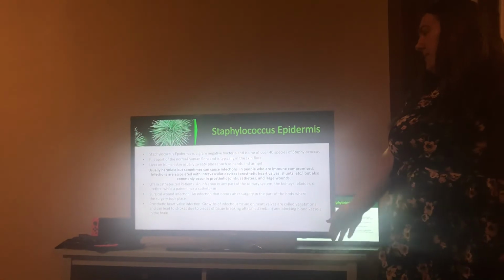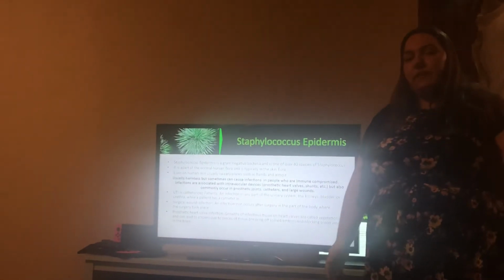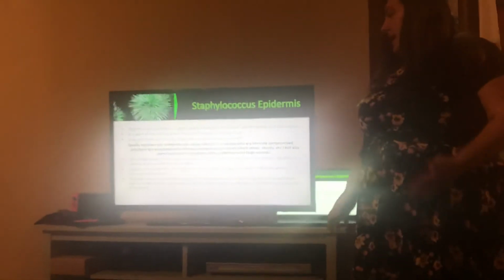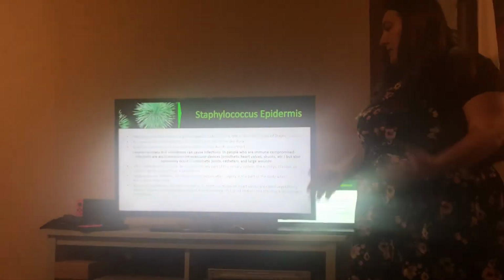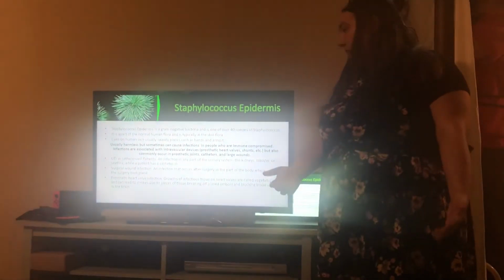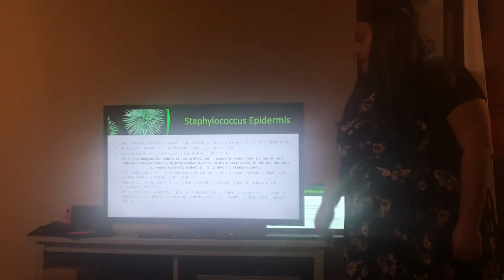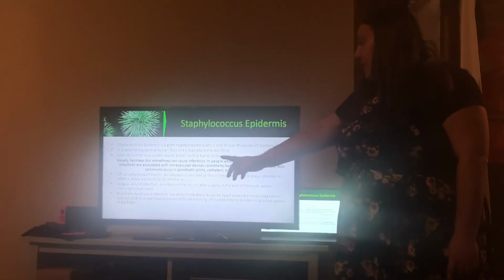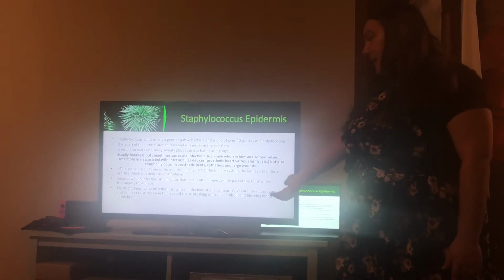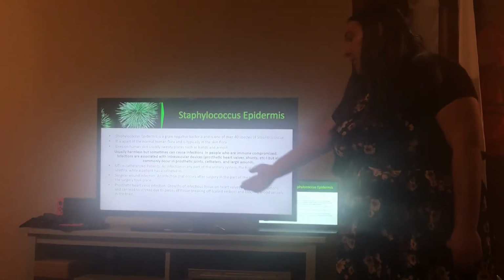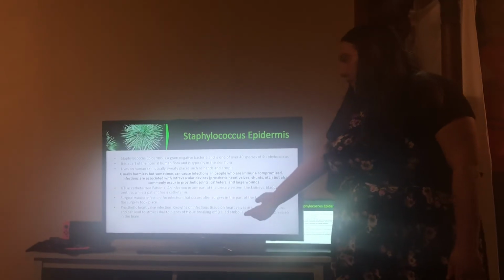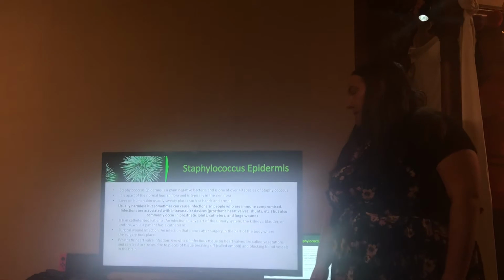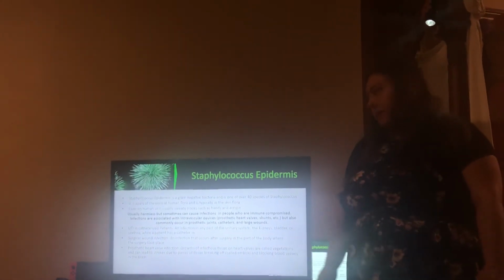It's very harmless, but it sometimes can cause infections in people who are immunocompromised and in the hospital. Its infections are usually associated with hospital devices. So it's very common to see Staphylococcus epidermidis infections causing UTIs in catheterized patients, or causing surgical wound infections or prosthetic heart valve infections. These are common to see when we're looking at Staphylococcus epidermidis causing infections.